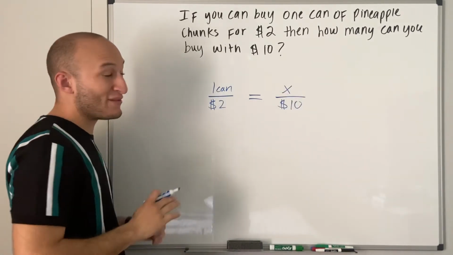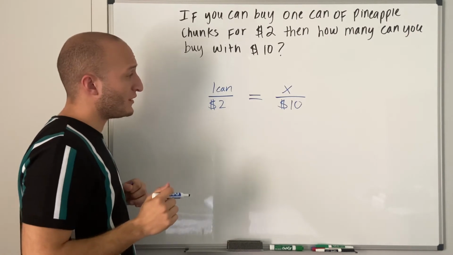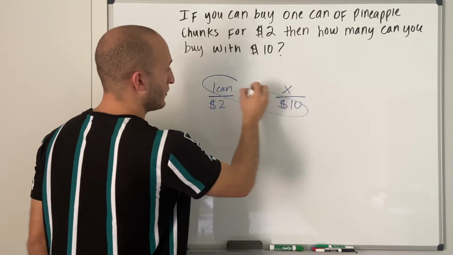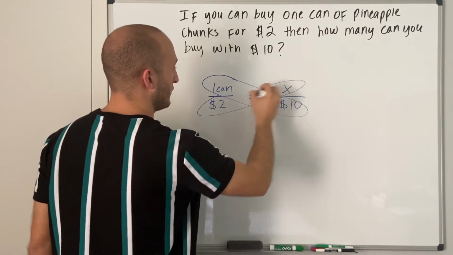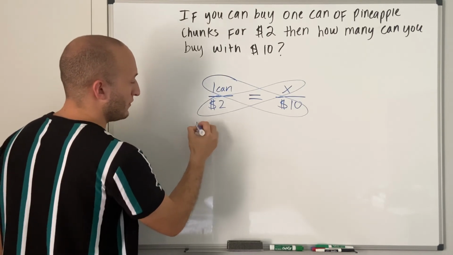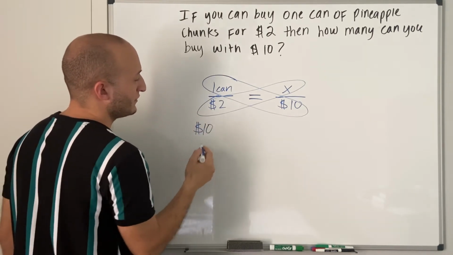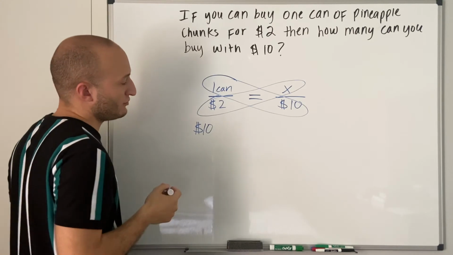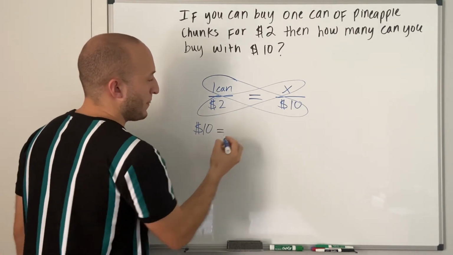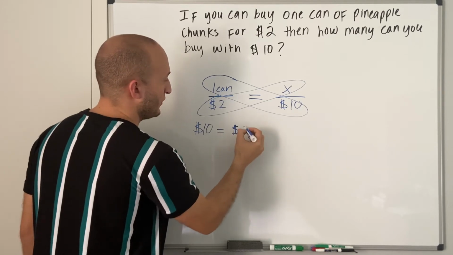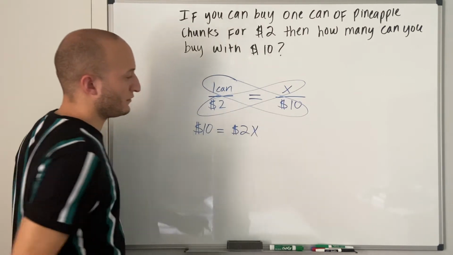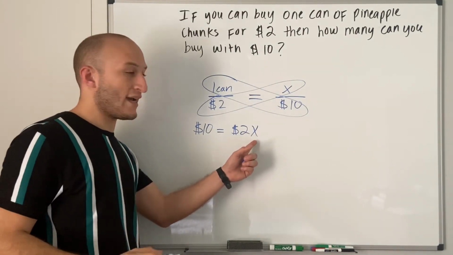Once we have it set up that way, it becomes a lot easier because we cross multiply. I'm left with $10 times 1 can, which is just $10, equals $2 times x.